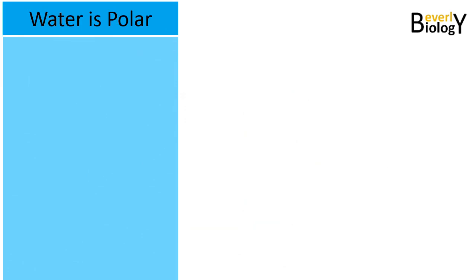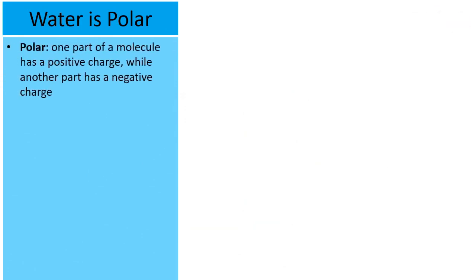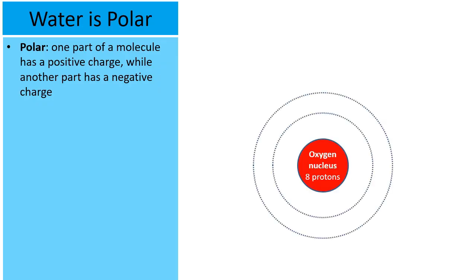So one of the more defining features of water is that it's a polar molecule, and this means that one part of the molecule has a positive charge while the other has a negative charge. Now you know the formula for water is H2O, so there's an O for oxygen. On the periodic table, oxygen has 8 protons, and also means it has 8 electrons. And therefore they kind of cancel out and you have no charge.